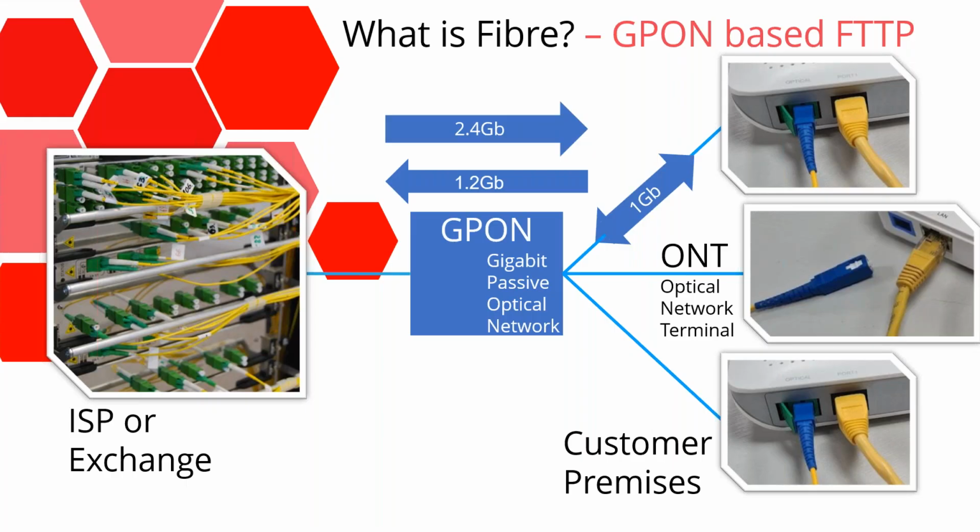GPON implementation of FTTP gives around 2.4 gigabits of download bandwidth to share between all fibers connected to the main uplink, or more with XGPON, which is 10 gigabit GPON. And for upstream, data is sent on a different wavelength, so it can send while receiving on different channels.